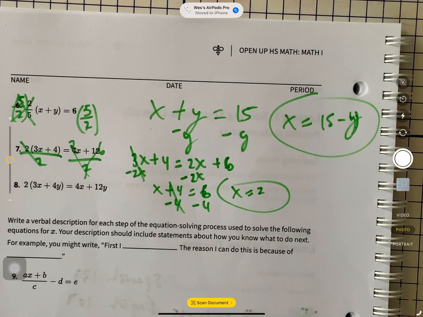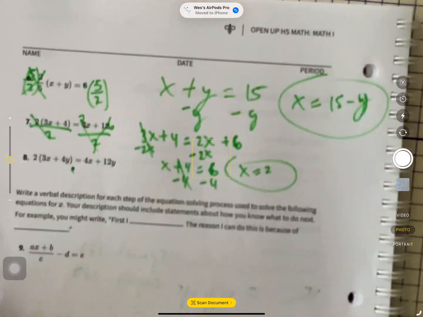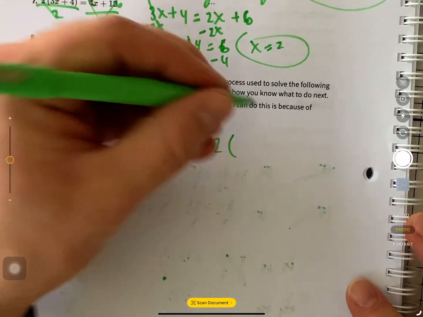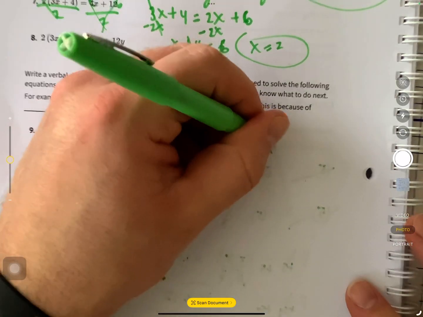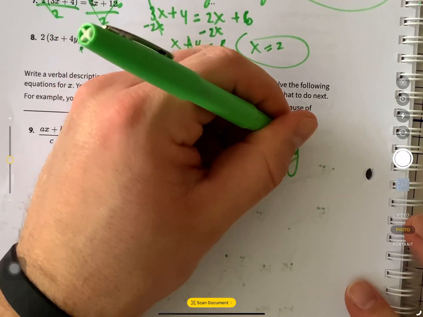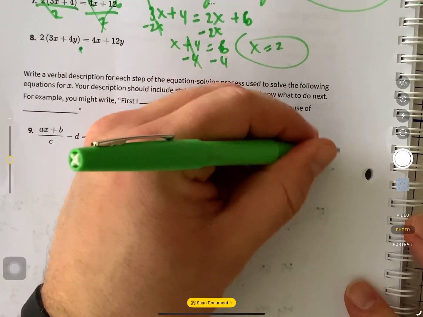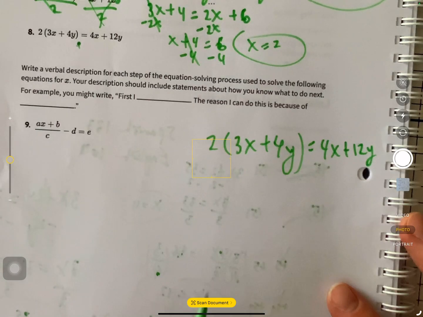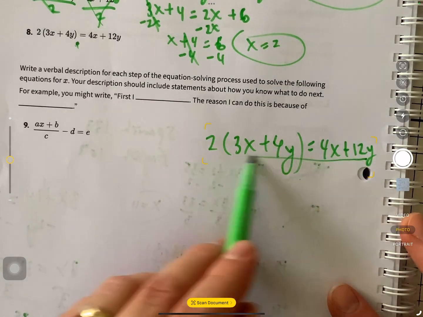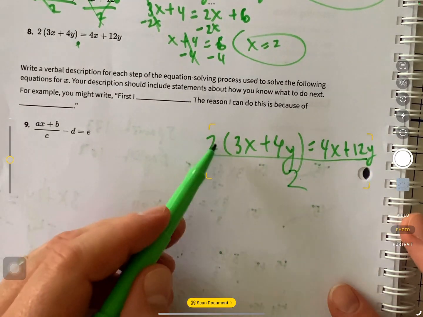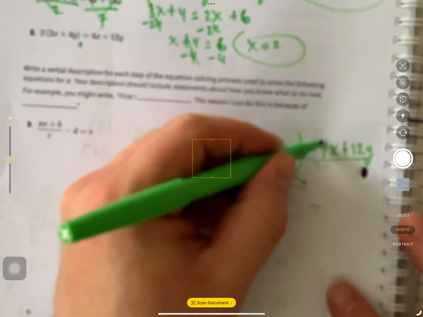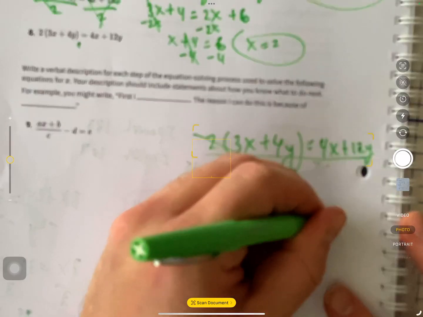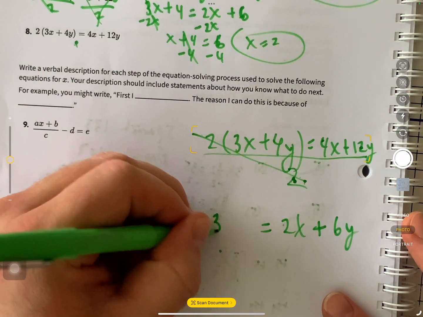And there's not a lot of room for me to work this last one, so I'm going to work it down below. So write this down. 2 times 3x plus 4y equals 4x plus 12y. So I'm going to do the same thing first. I'm going to divide everything by 2, so the 2's gone, but you have to do 4 divided by 2 is 2x, and 12 divided by 2 is 6y. So I'm going to rewrite this like this.